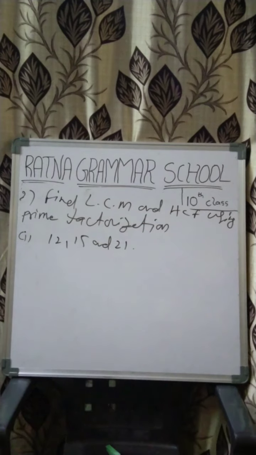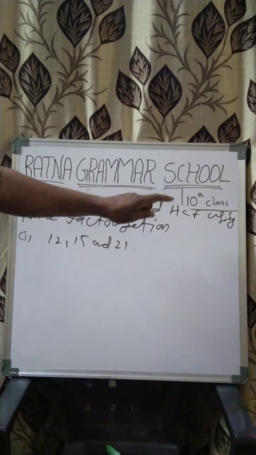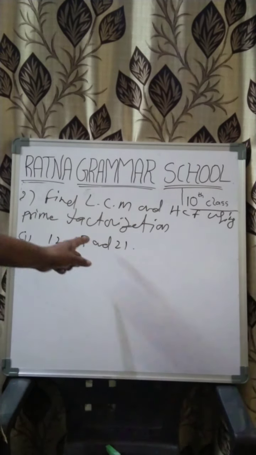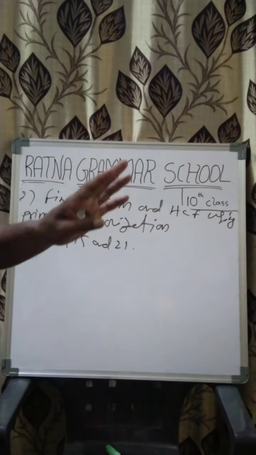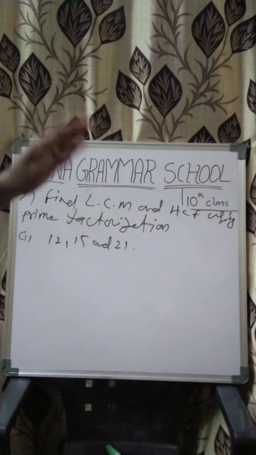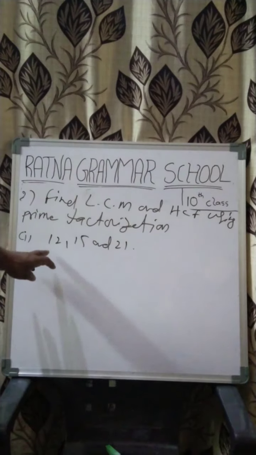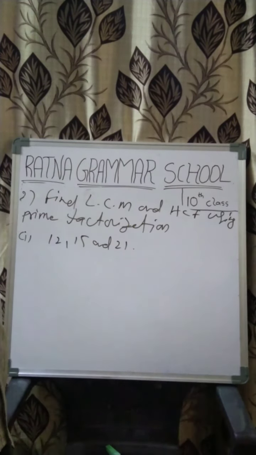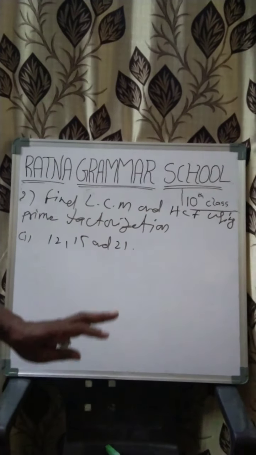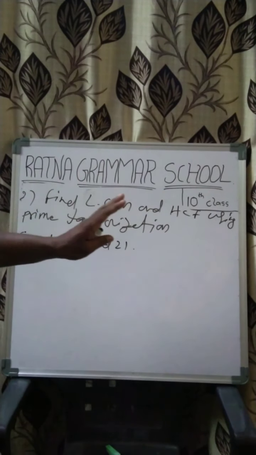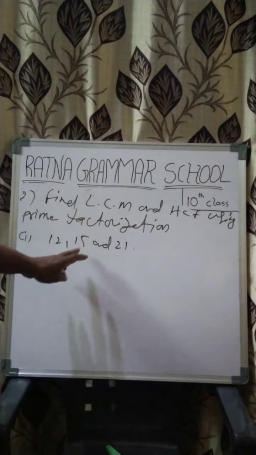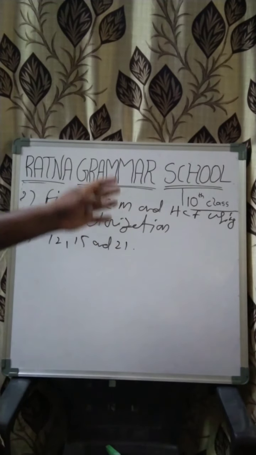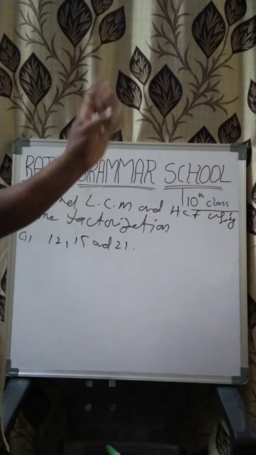So the second question is to find the LCM and HCF using prime factorization. Here three numbers are given, 12, 15 and 21. You already did two numbers. You can find the LCM and HCF. First you find the prime products of 12, 15 and 21, then we take the common factors for the LCM method.